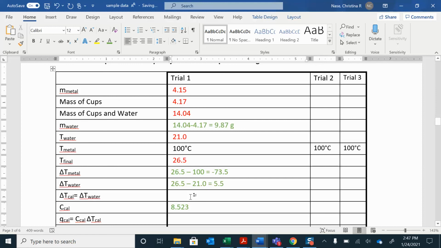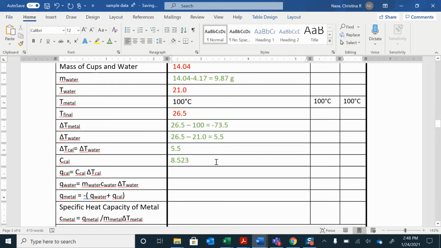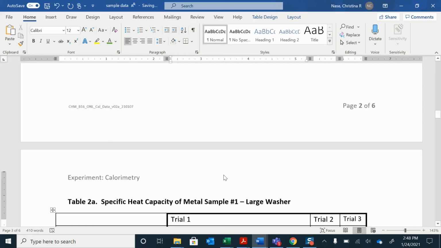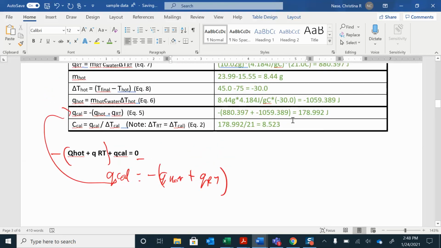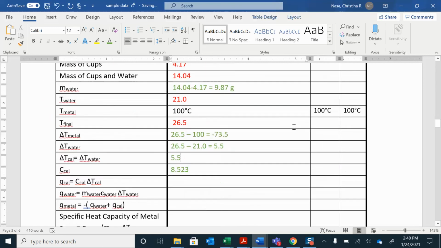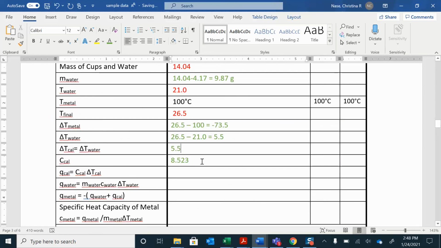The T-cal of the water is the delta T, the change in the calorimeter temperature is the same as the change in temperature of the water. So we'll just copy that down again. That's 5.5. The C-cal, that came from table 1. So make sure you calculated that in the first step. It's that last piece over here. You're going to bring that down here. So that's going to be different for everybody, and it's from table 1.